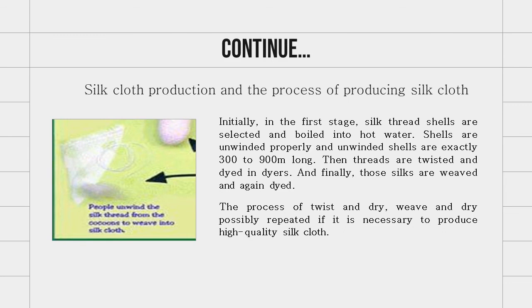Then threads are twisted and dyed in dyers. And finally, those threads are woven and again dyed. The process of twisting and drying, weaving and drying is possibly repeated if it is necessary to produce high-quality silk cloth.